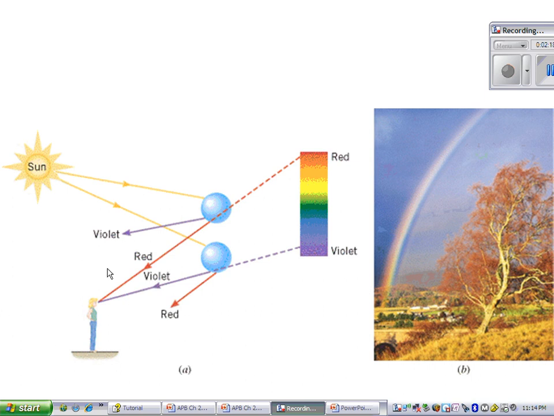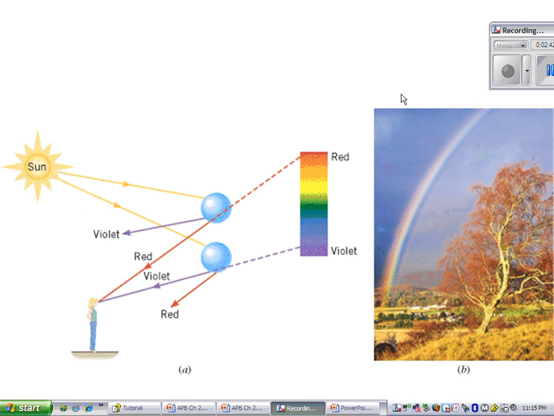So for this to happen, you have to have the sun behind you, and then you have to have the raindrops in front of you. The red light comes from the upper raindrops in the sky, and comes to you from that raindrop, and then the violet light comes from the lower raindrops in the sky, and that allows you to see the rainbow.